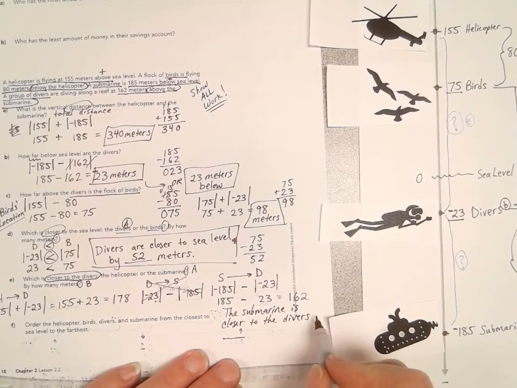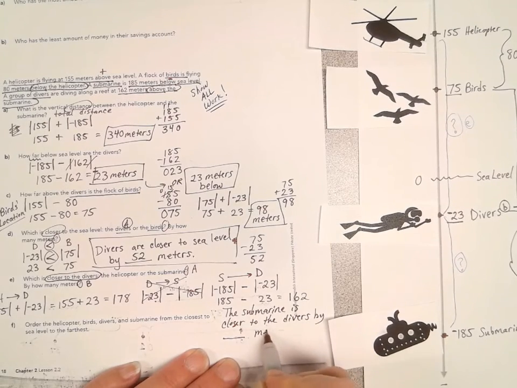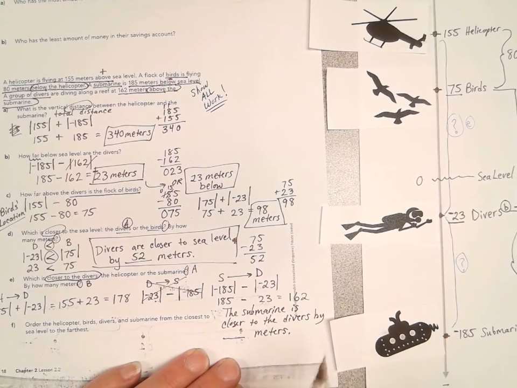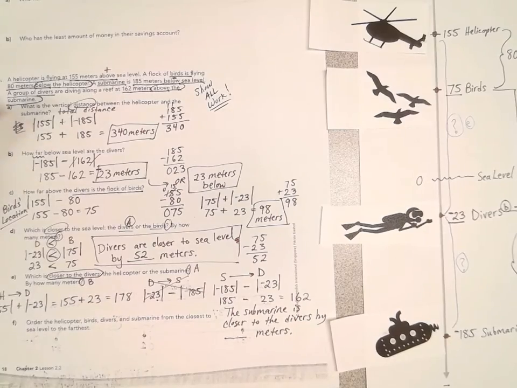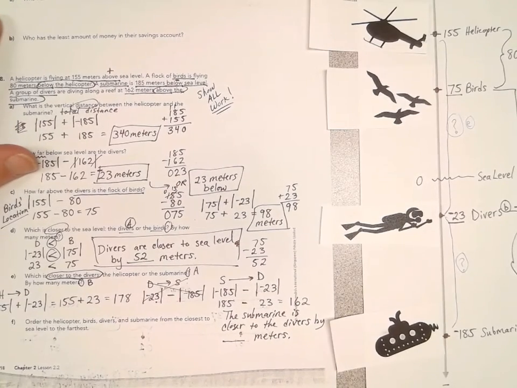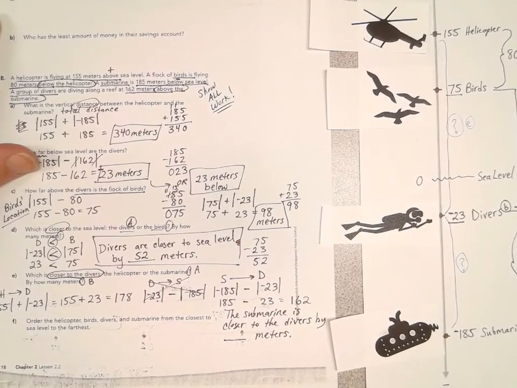But be careful, there was a part B. So closer by how many meters? How would I find that? Just like last time, if I'm comparing, I'm trying to find the difference between things. So I'm really doing a subtraction. Just like on part D, we had to subtract the different distances I found. Well, let's take that 178 and take away the 162.